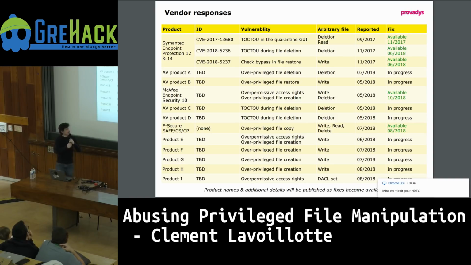So here are some of the bugs that were found during this research. We can see that there are a lot of AVs in there, but the last 5 are actually other products. Of course AVs are an obvious target for this type of bug, but basically all products that have a privileged component, so privileged processes that do stuff with the file system, can also have this type of bug.